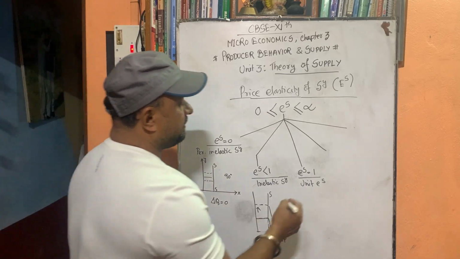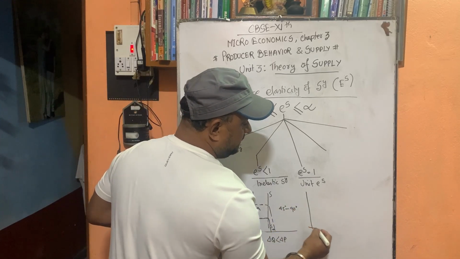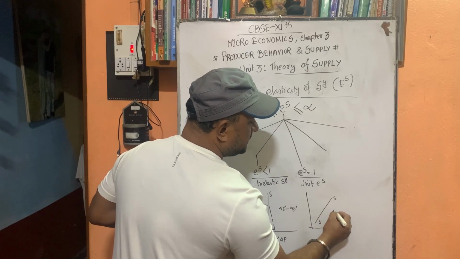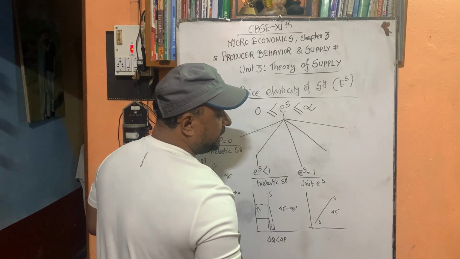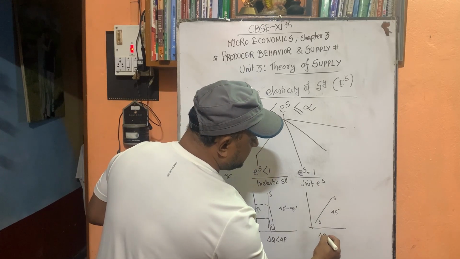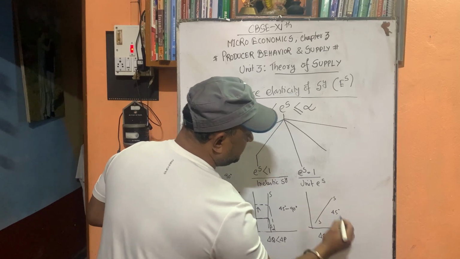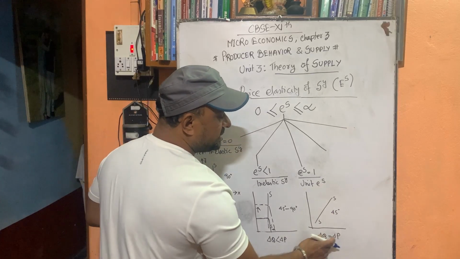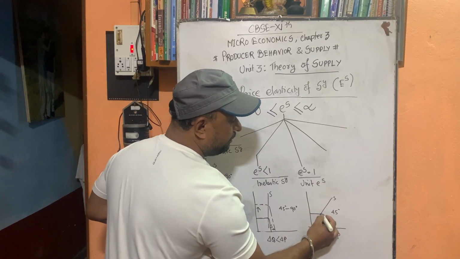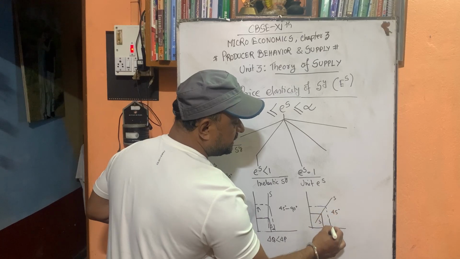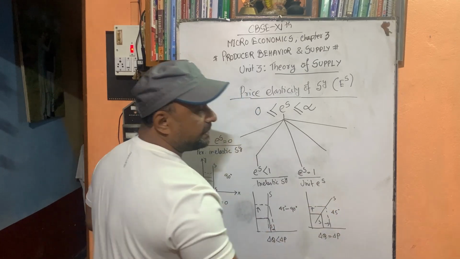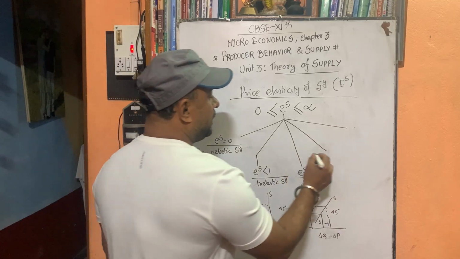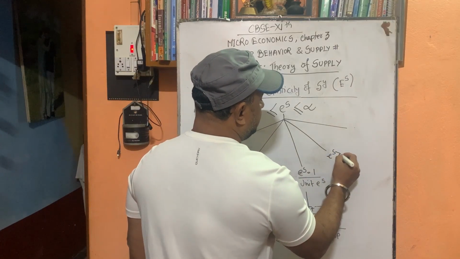The third one is elasticity of supply equal to 1, which means unit elasticity of supply: the reaction of supply is the same as the change in the price. At that time the supply curve becomes a 45-degree line, the slope is 45 degrees. Whatever the change in the price, the change in the supply is the same, both changes are equal. With the change in the price, supply also changes by the same quantity. See, both gaps are the same, and the supply curve will be a 45-degree line. The third one is unit elastic supply.